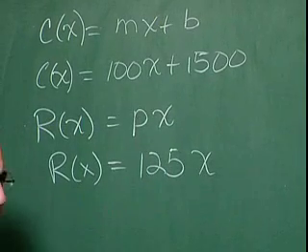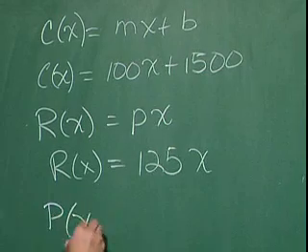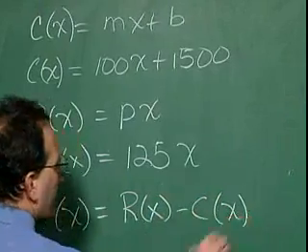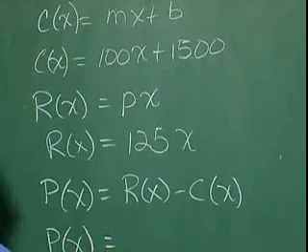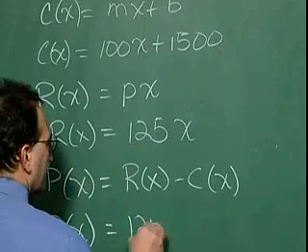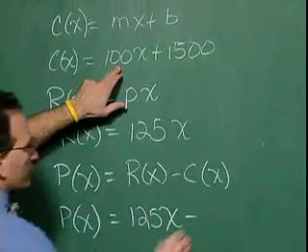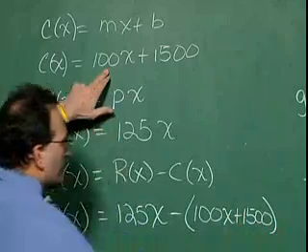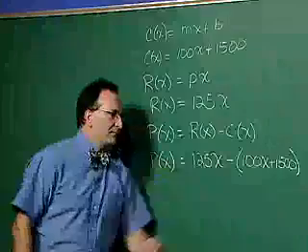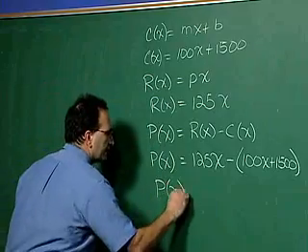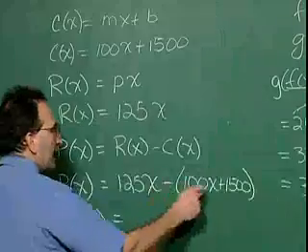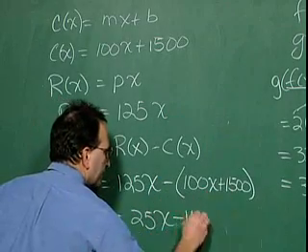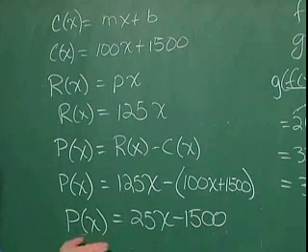Next, we need to write the profit function. P of x is going to be equal to, remember, r of x minus c of x. And that means P of x is equal to r of x, which we said was 125x, minus c of x, which is, in parentheses, 100x plus 1,500. We need to distribute the minus sign to both of those, and we will get a simplified profit function. 125x minus 100x is 25x. And then minus the 1,500. So that's our profit function.